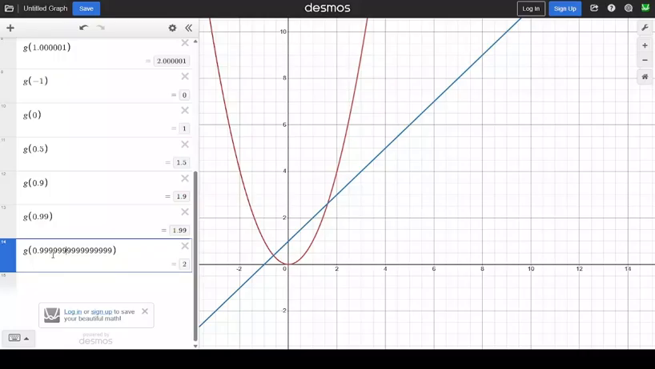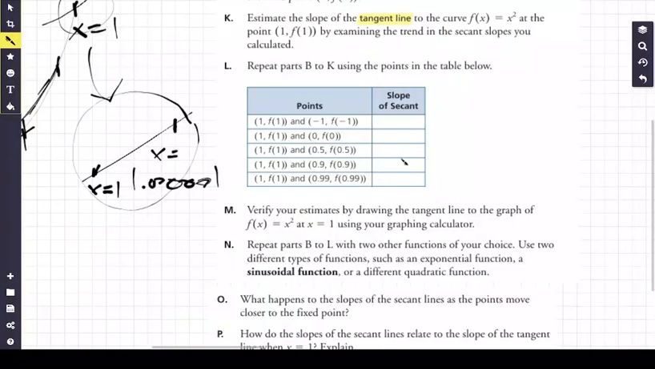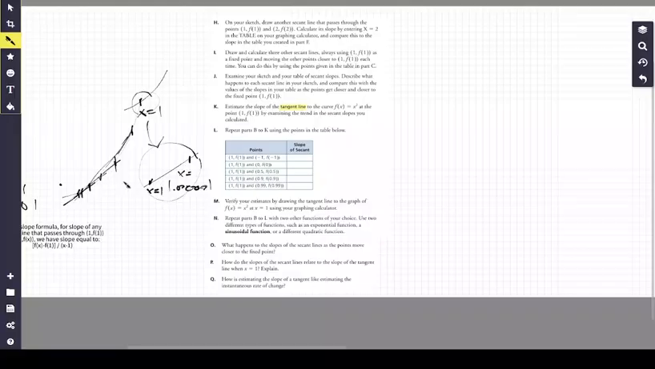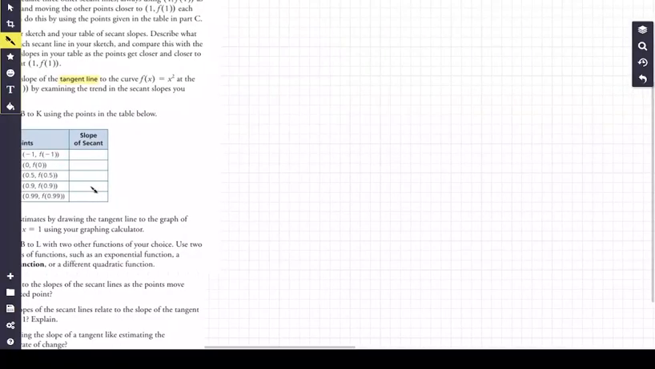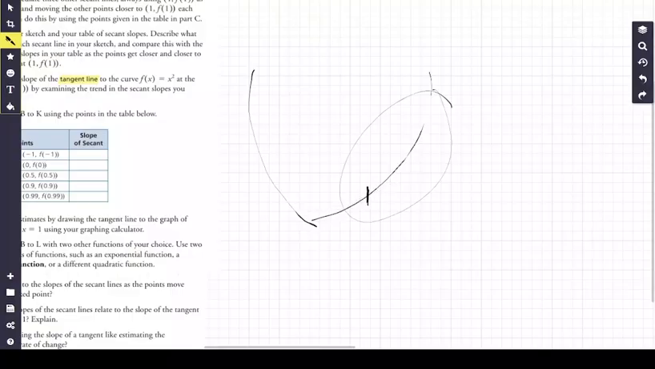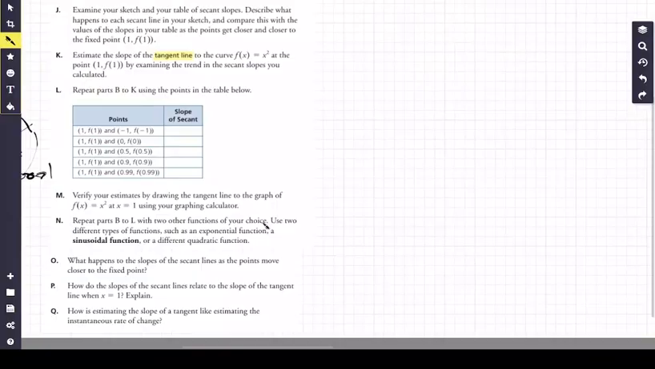so our calculators rounded it to 2. So it looks like no matter which way we go, we could stay on the right of the graph, say we have this graph here, and use everything here to estimate the slope. Or we could use everything on the left of it to also estimate the slope. It doesn't matter which side we use. So verify our estimates.